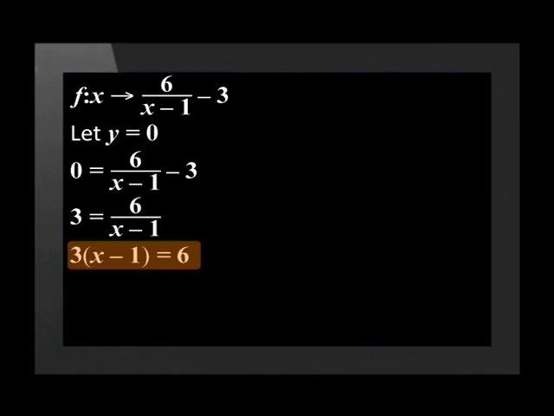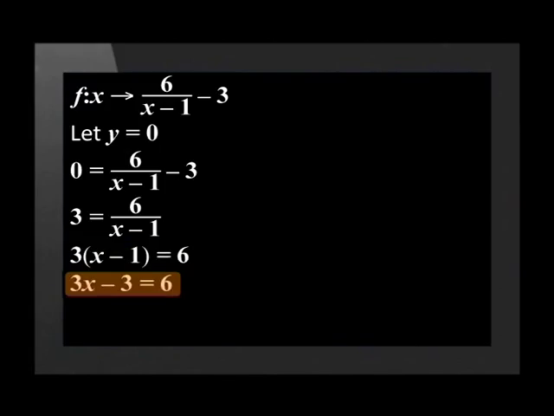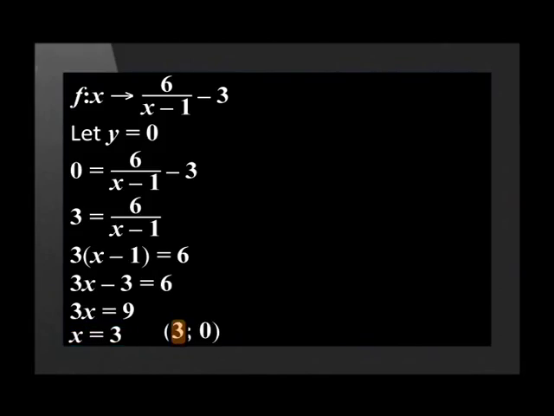Next, we multiply both sides by x minus 1. We then distribute 3 to get 3x minus 3 equals 6. Now add 3 to both sides of the equation, resulting in 3x equals 9. To solve for x, we divide both sides by 3, and therefore x is equal to 3. Thus, the intercept is 3 and 0.